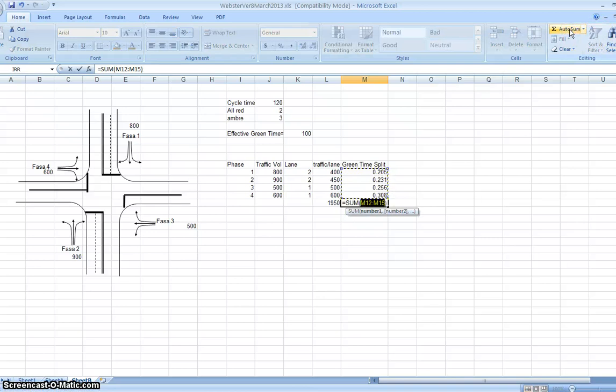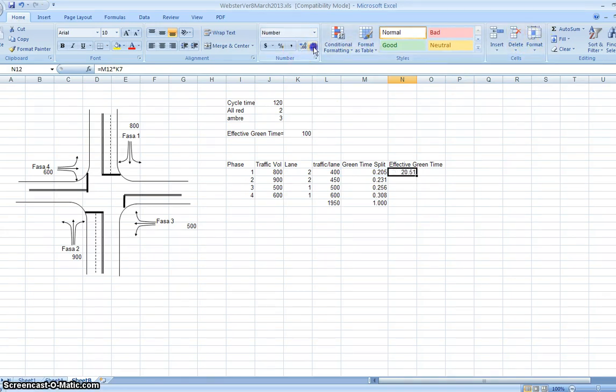We want to check whether the split is okay or not. So now you can see the total split is 1, equal to 1. So okay, and so we can calculate the green time based on this one. So we just multiply this one with the 100.